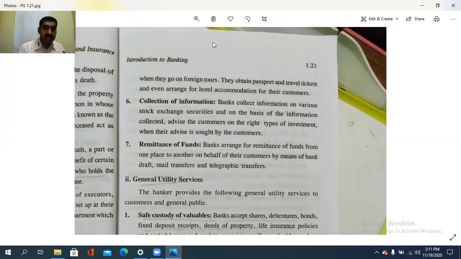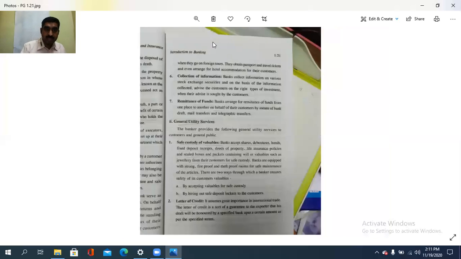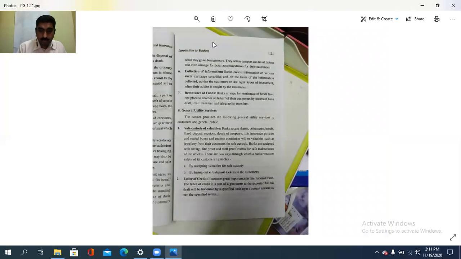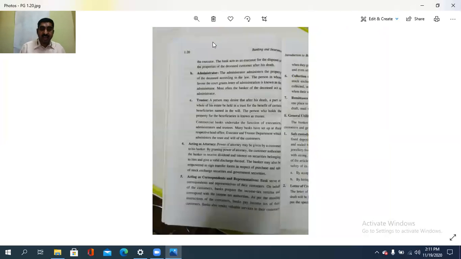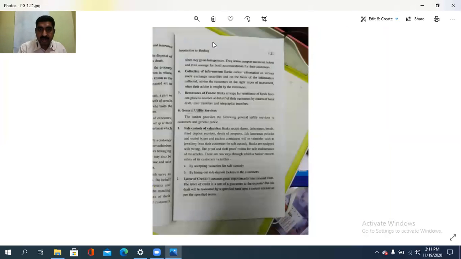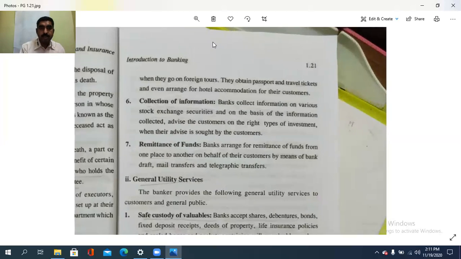Okay, so that is the point number which one? 5. So acting as an attorney, then acting as a correspondence and representative, and next is collection of information. So what information needs to be collected by a bank on behalf of a customer? Banks collect information on various stock exchange securities and on the basis of the information collected, advise the customers on the right type of investment when their advice is sought by the customer.